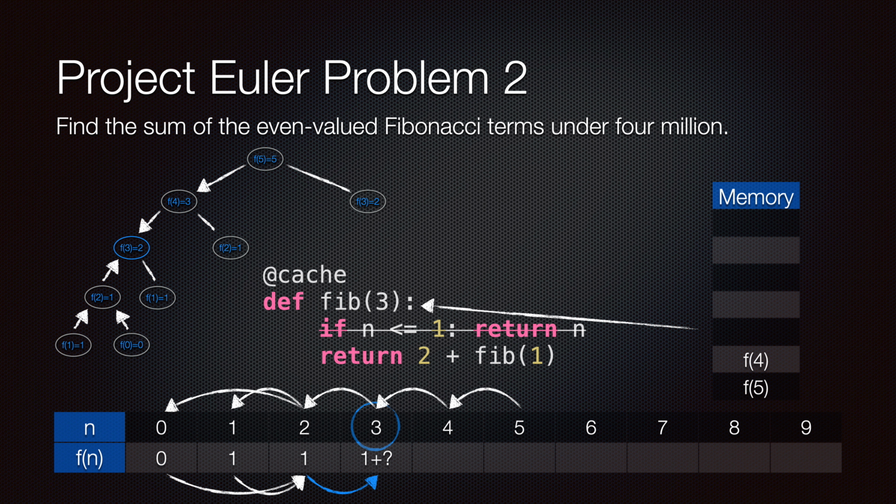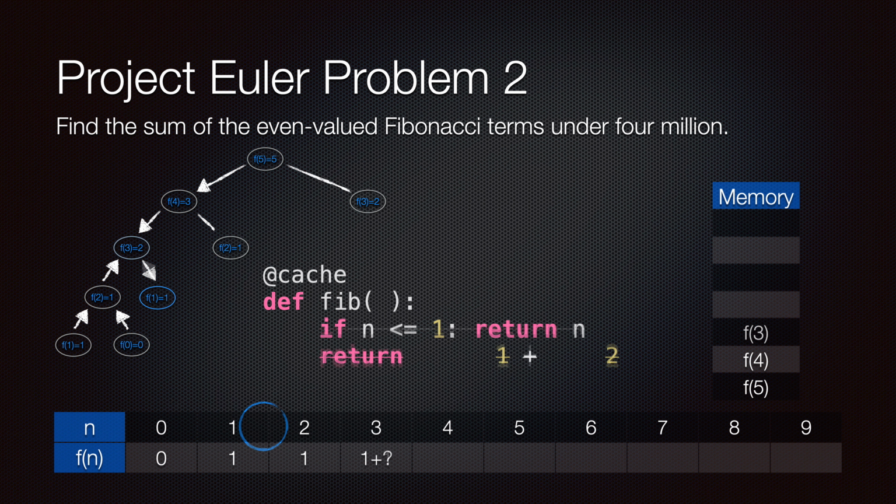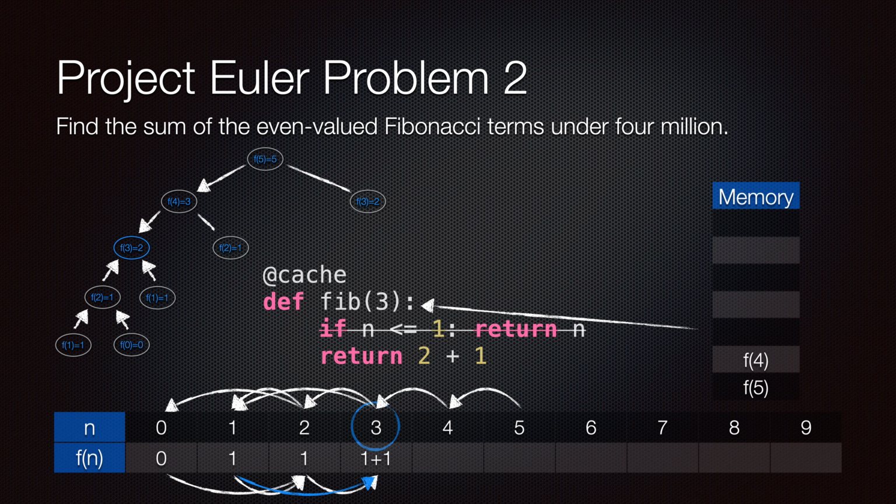Now that we're back in F3, we need to call F1. Before we call F1, we need to push F3 onto the stack. Now we can call F1. F1 is our base case, and a 1 is returned to F3. We return to F3 by popping F3 off the stack. Now that we're back in F3, we can return our result to F4. We return to F4 by popping F4 off the stack.